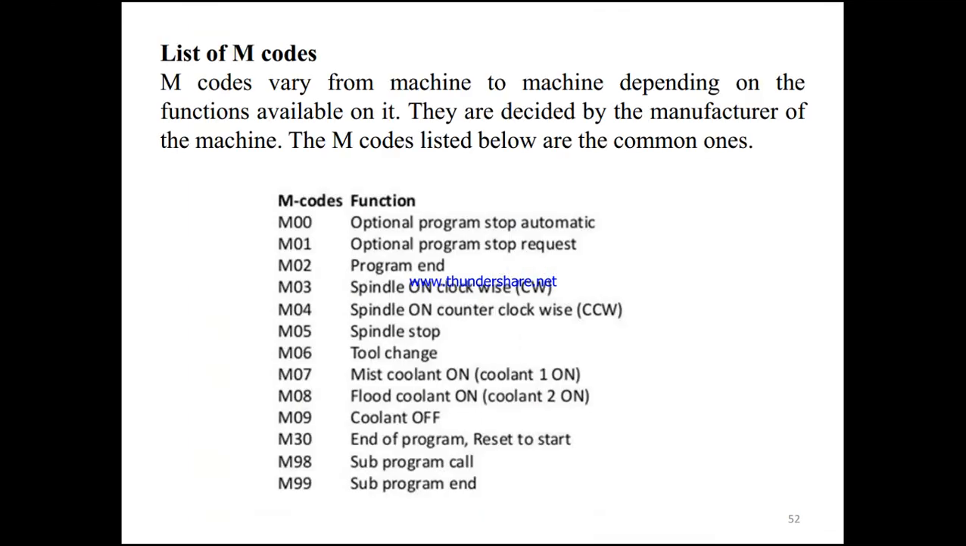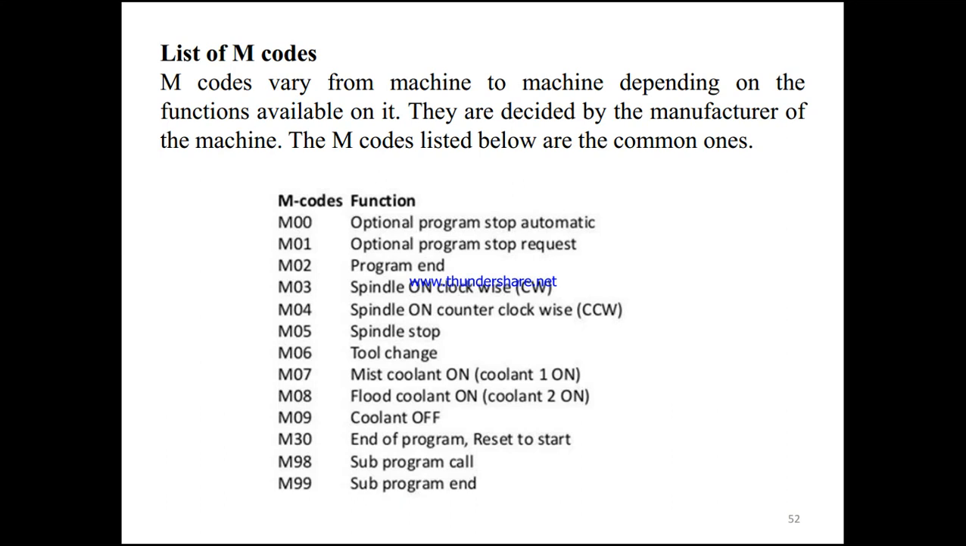List of M codes. M codes may vary from machine to machine depending on the functions available on it. They are decided by the manufacturer of the machine. So these M codes are listed as common ones. M code is nothing but the machine code, so it depends upon the different types of machines and it depends upon the manufacturer here.